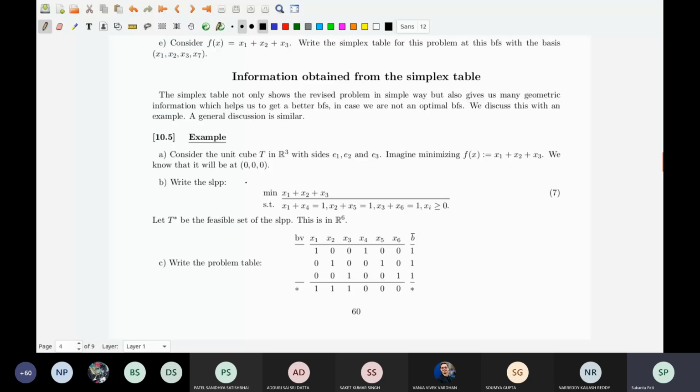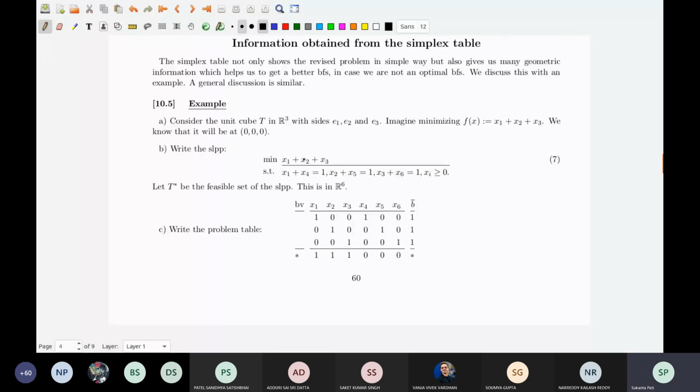So here is an example. Imagine the unit cube in R3 with one vertex at 0, 0, 0, the other one at 1, 1, 1. Okay, that is the unit cube. And I am trying to minimize x1 plus x2 plus x3. We already know that it will be minimized at 0, 0, 0.